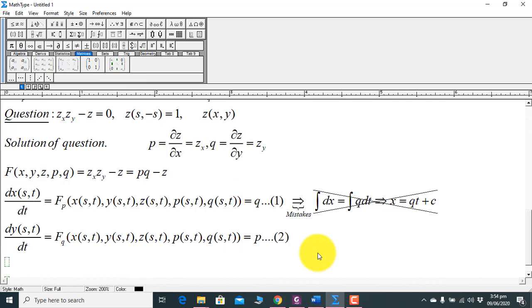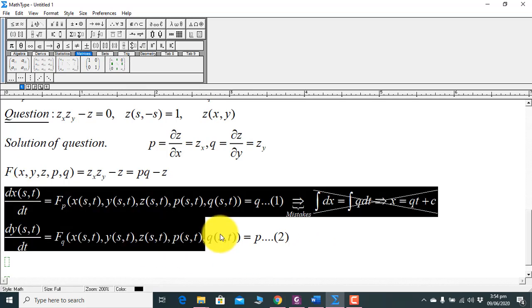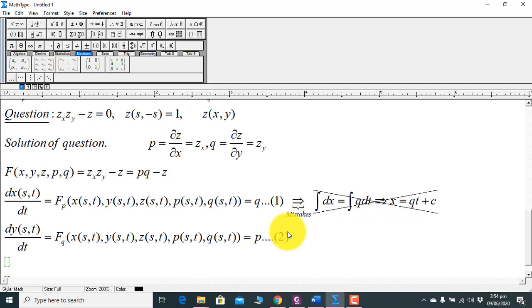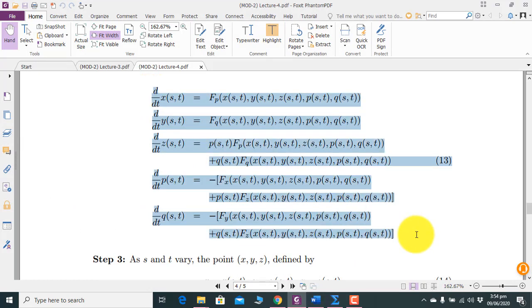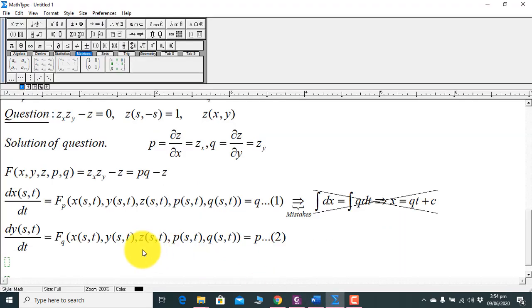So what is the correct way? The correct way is that you have to solve them simultaneously. Not only 1 and 2 simultaneously, you have to solve 1, 2, 3, 4, 5 simultaneously. There are 5 ordinary differential equations. Maybe it is possible to calculate q from its ODE and put the value in, or calculate p from its ODE and put the value in.